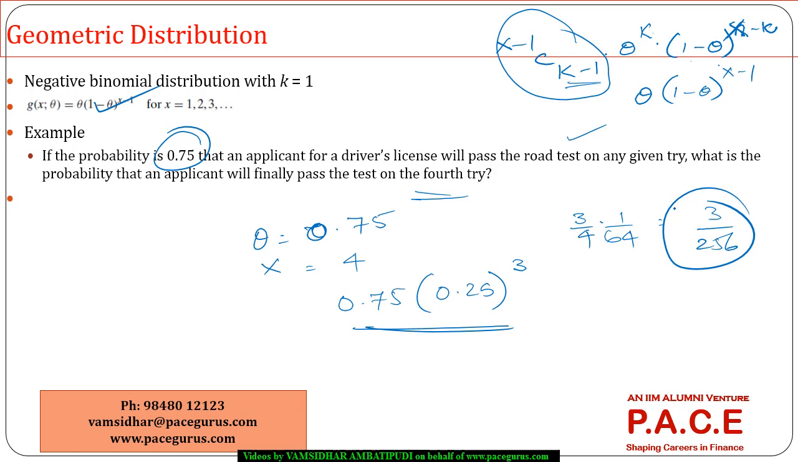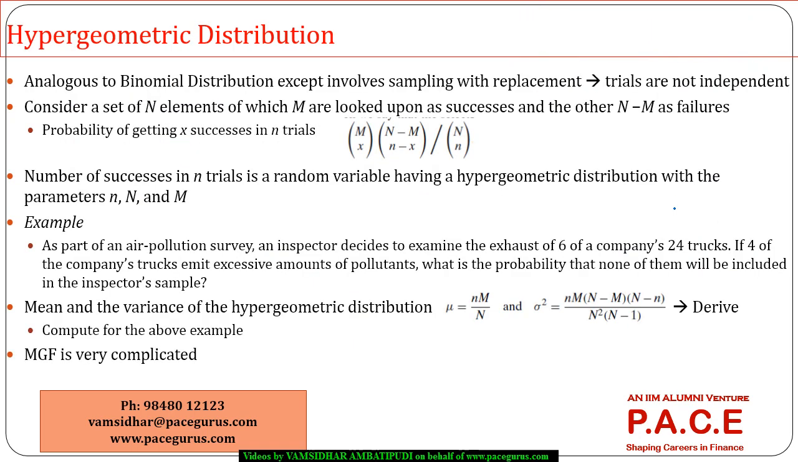Now, moving on to the next one, which is the hypergeometric distribution. It is more or less similar to a binomial distribution, but with one major difference. In binomial distribution, we have assumed that the trials are very much independent, whereas in case of hypergeometric, the trials are not independent.